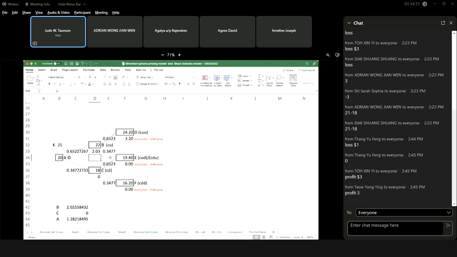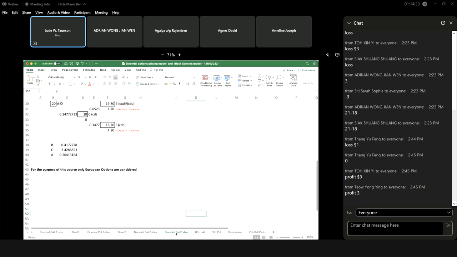Then you bring up until here. This is the probability, still the same. So what is the value? Okay, please try to do this binomial 2-step call and put option. Binomial call and binomial put. Any question? No question. You take 5 minutes, then we move to the Black-Scholes model.